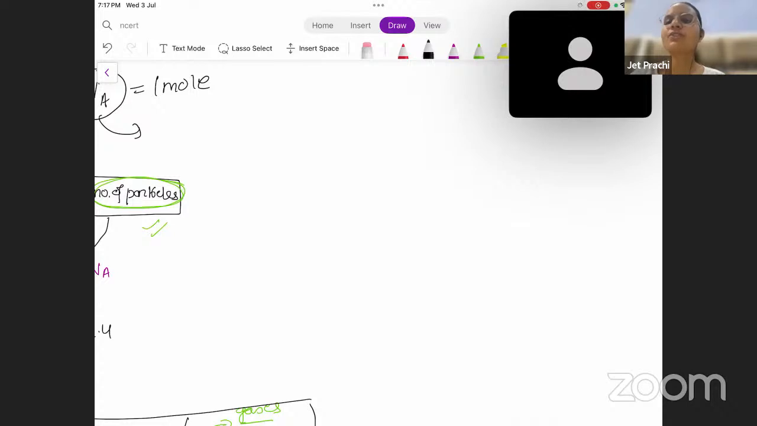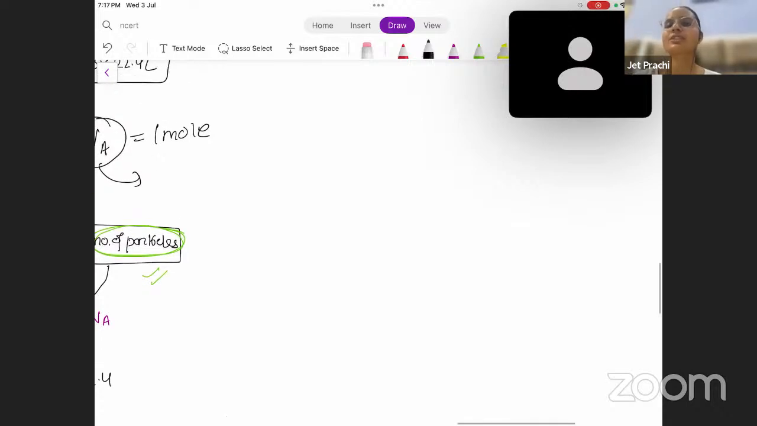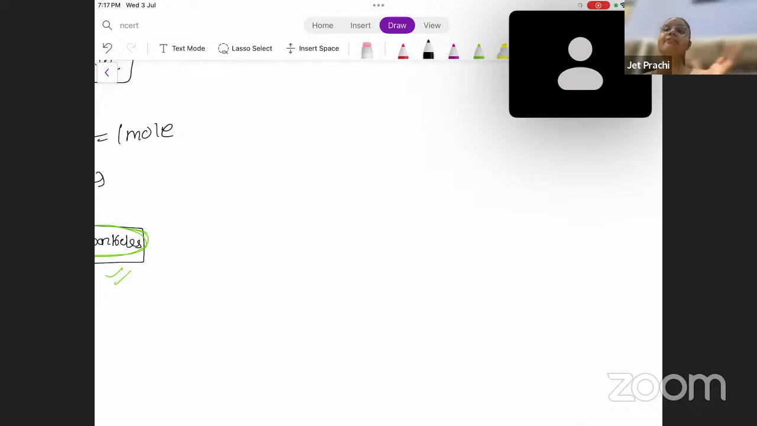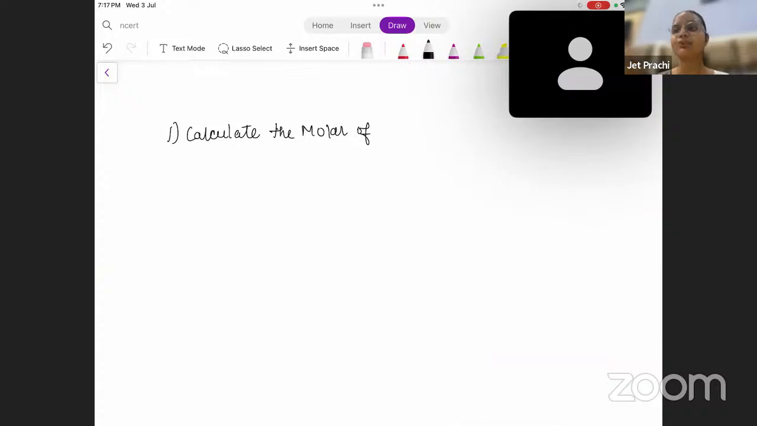So now your homework is the first kind of questions, which will be part of the other question, is the calculation. So what you have to do is calculate the molar mass. Just for the practice, you have to do this. I'll be writing the molecules and then as a homework, you have to calculate the molar mass of these compounds.